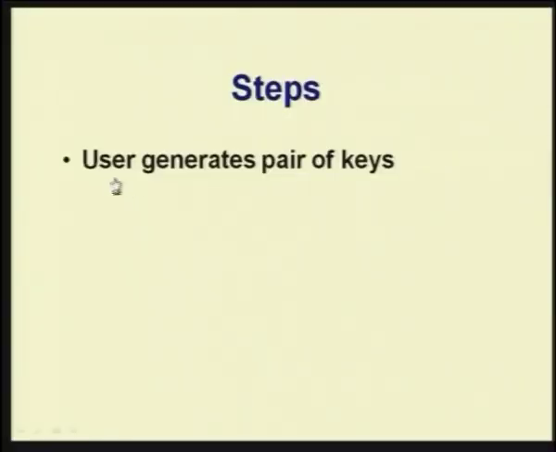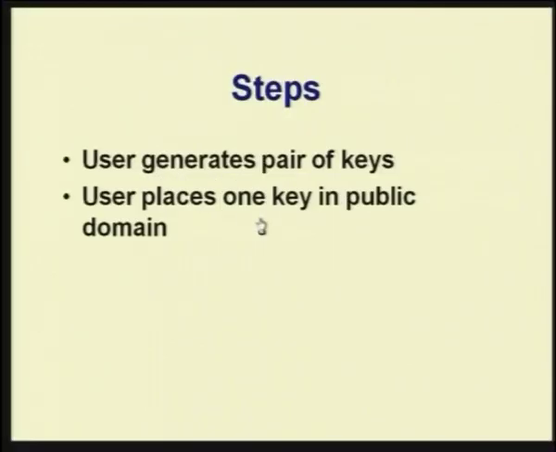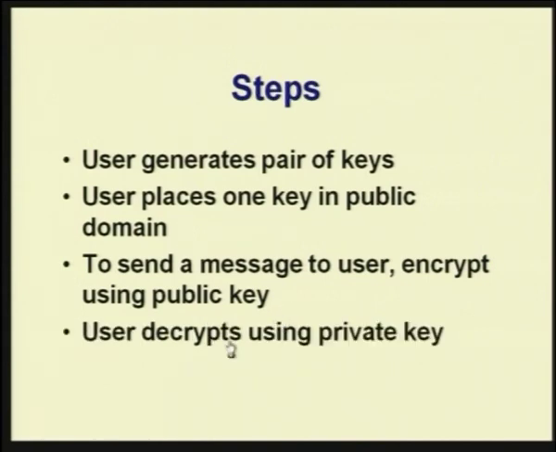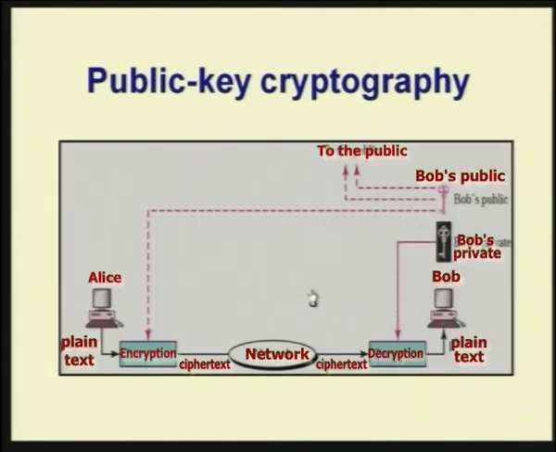Okay. So, if we look at the steps that are involved, this is what would happen. First, the user generates a pair of keys, and the user places one key in the public domain, and to send a message to the user, you encrypt using the public key. The user decrypts using his private key. Okay. So, if you look at this entire picture, it kind of tells you what happens.